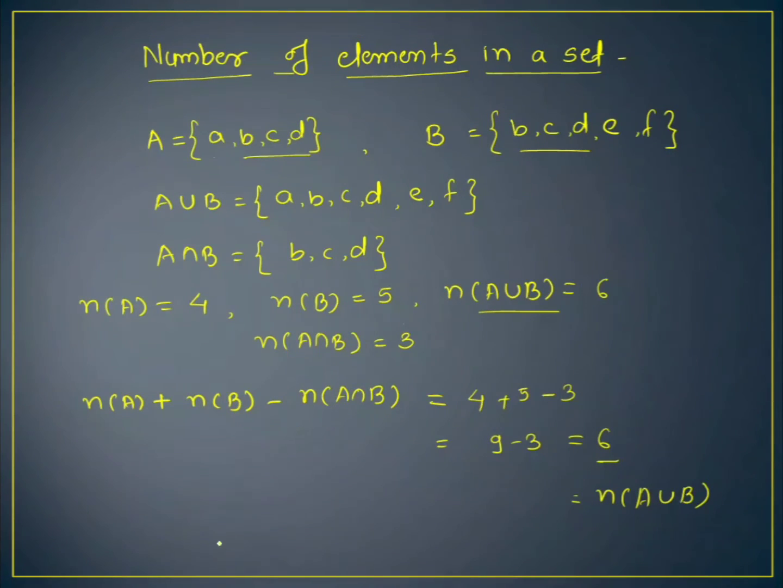So this verifies that n of A union B is 6 and n of A plus n of B minus n of A intersection B is also 6. That means n of A union B must be equal to n of A plus n of B minus n of A intersection B. So this is the relation which we have verified here with one example.